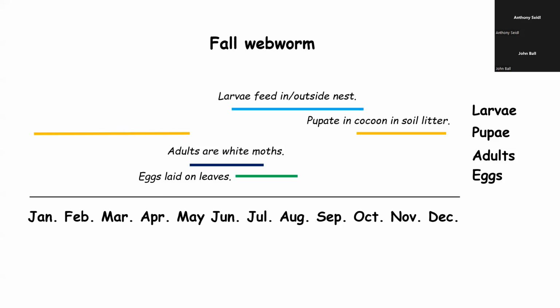And then they're going to pupate in the soil litter. So once they finish feeding, they're going to crawl about the tree, devouring the leaves. They're going to drop to the ground, form a cocoon, and then in the spring become adults and then lay eggs. And then, of course, the larvae begin to feed.